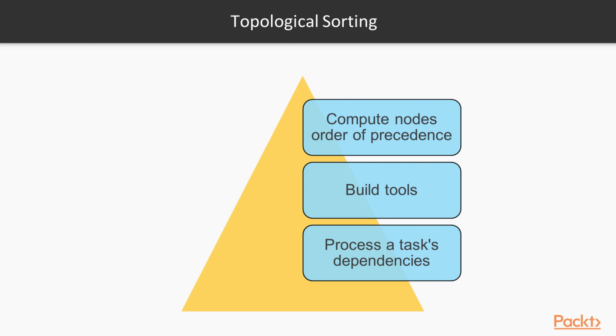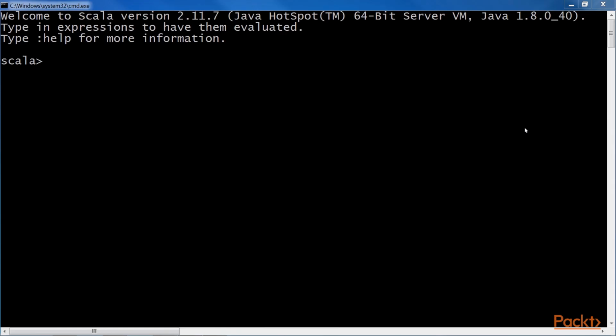Topological sorting is a digraph algorithm used to compute nodes' order of precedence. Build tools, such as make, need to order tasks based on precedence. Topological sorting is the algorithm used by such tools to process a task's dependencies before the actual task is processed. Now let's begin with reversing a list.